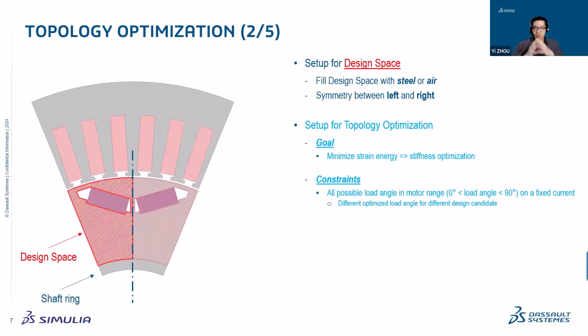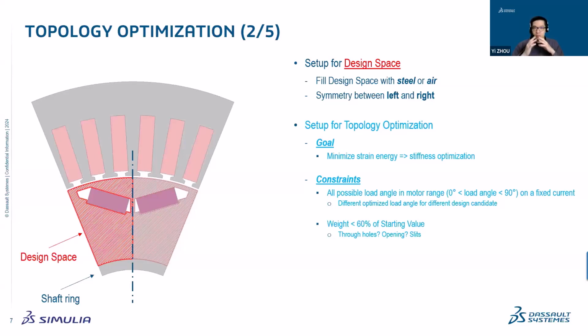So for this optimization, we don't specify any load angle. We just want to make sure that this machine is working in the motor range, that means from 0 to 90 degrees at a fixed current. And then we want to let the optimizer tell us, for this candidate design, what the best optimized load angle is. So we don't set it, we just set a range here.